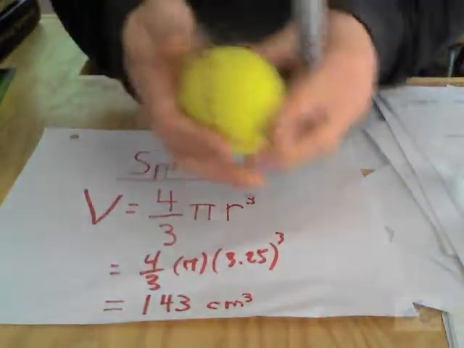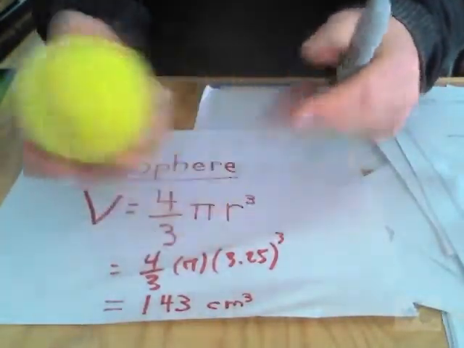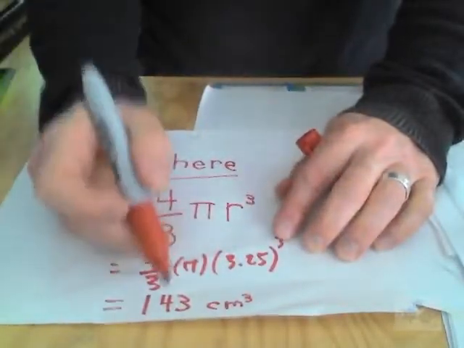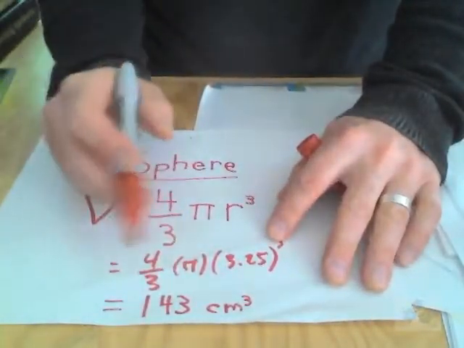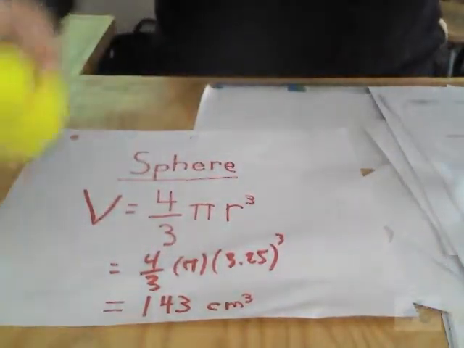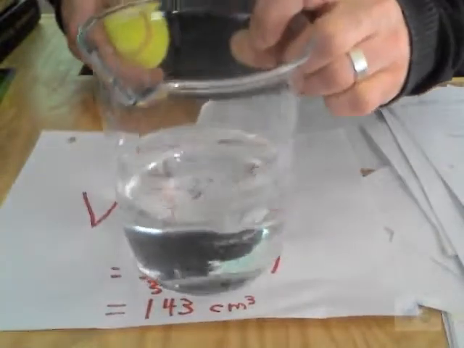Now remember, I kind of had to squeeze this ball out a bit, so there was a little bit of water inside. And if we account for that little bit of water that was inside, then maybe the 125 that we measured would go up another little bit. So anyway, we're close. It's not exact, but we're close.